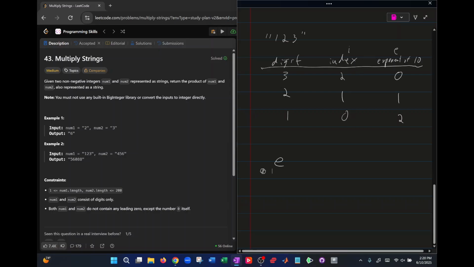Okay, so how would we get the starting point? We know that we're decreasing by 1, but where do we start? The very first value, the exponent, is going to be equal to, well, we had to multiply by 100. And we see here there are 3 digits in this number. And so to get to 100, we do 10 to the power of 2, which is the number of digits minus 1. So let's suppose n is the length of num1. So this is the total number of digits.